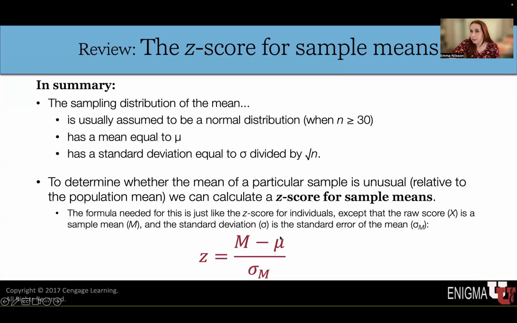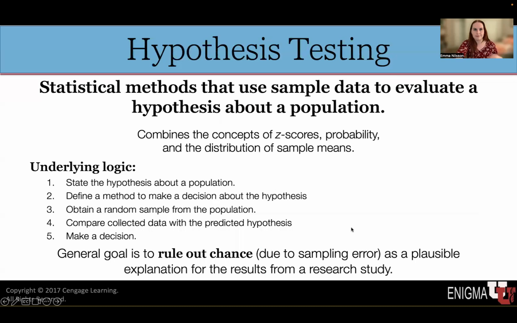We use the population mean again, and then we use the standard error of the mean instead of the standard deviation. So remember this formula for later.